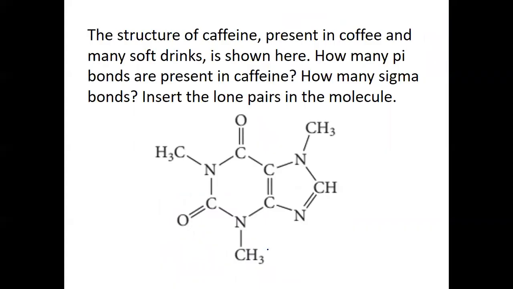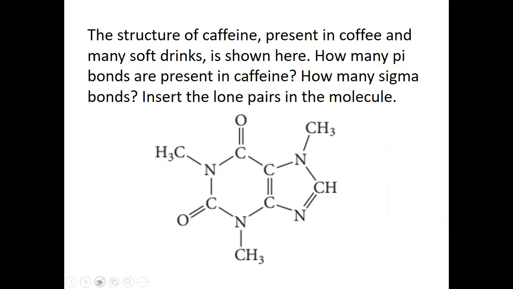So this is the structure for caffeine. Like I said, when looking at molecular shape and electron geometry, a lot of times AP exam questions have you look at a larger molecule to apply the concept to. Here, caffeine is a larger structure, present in a lot of coffee and many soft drinks. The question is asking us how many pi bonds there are and how many lone pairs are in the molecule, as well as how many sigma bonds.